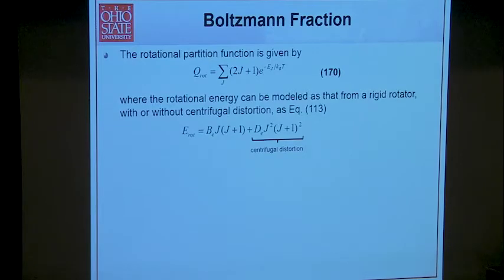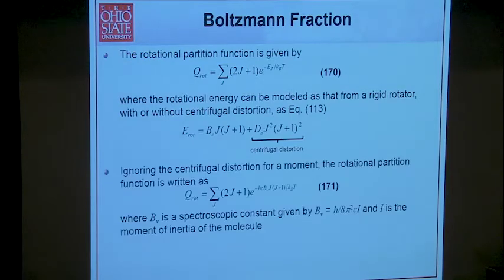So now the rotational partition function is just given by a summation of all the rotational energies. We can model our rigid rotor, which we did in the basic spectroscopy section, or we can add centrifugal distortion. Every time we add another term, it's more complicated. If we look at just our rigid rotor model right now, the rotational partition function is written in this manner. This is just a substitution of the rotational energy in here.